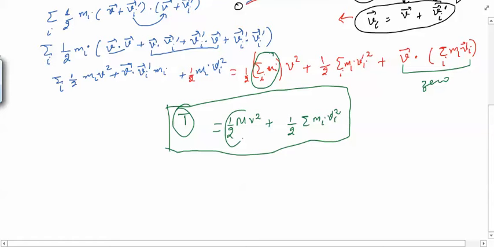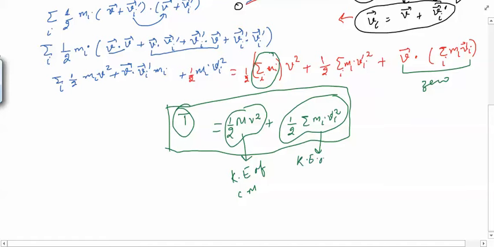Now you can see what the kinetic energy of the system is. This term denotes the kinetic energy as if the whole mass of the system is concentrated at the position vector of the center of mass. And what is this other term? This is the kinetic energy of the system with respect to the center of mass, because v_i dash stands for the velocity of the ith particle with respect to the center of mass.